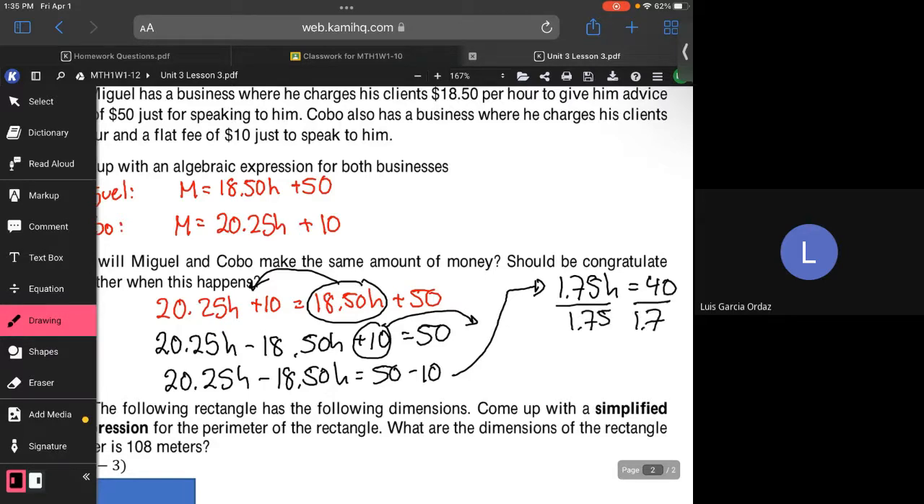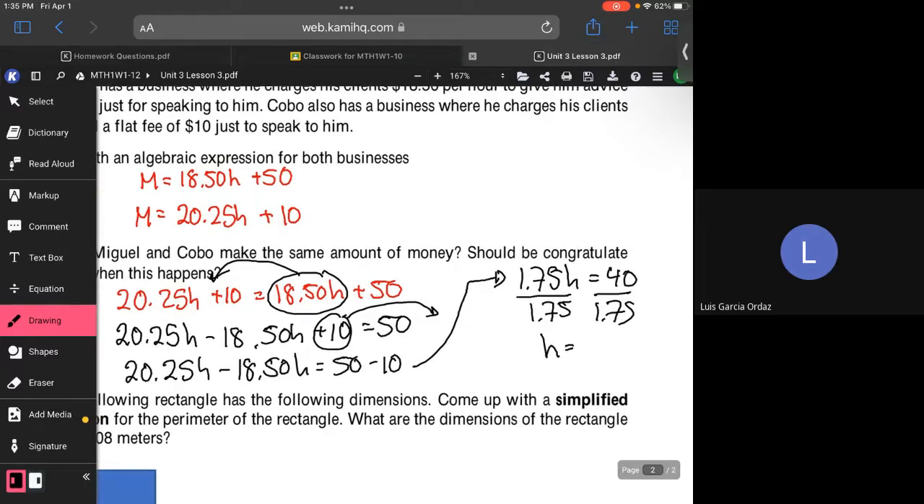Okay, so what does H equal? 40 divided by 1.75. Can you round to the first decimal place? Okay, 22.8. 22.8? Yeah. 0.9. You don't round. It's 8.5, so you go up. It's almost as close to the other one. We got a 0.9.